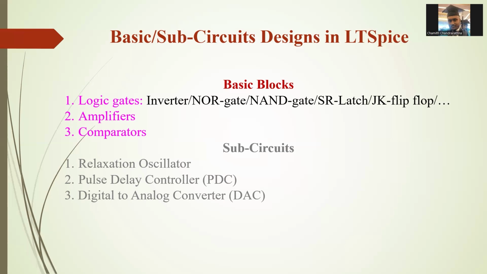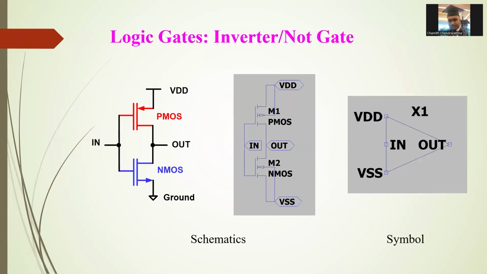Under the amplifier, today we are going to discuss the second stage amplifier having the PMOS differential input. Finally, I will explain how to convert the amplifier into a comparator. Firstly, the logic gate. Under the logic gate, the inverter, similarly we can call it the NOT gate. Okay, so here is the schematic of the NOT gate.